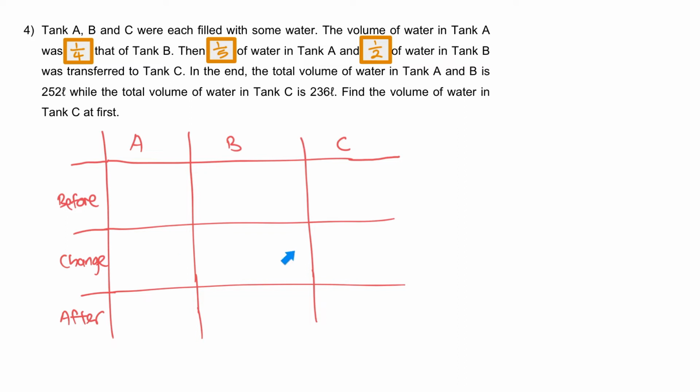Most of the time, I wouldn't need a change row to appear, because I'm only interested in the before value and the after value. But for this particular question, the change value is important. So I'm going to introduce this change row. Like I said at the beginning, for A, it's 1 unit, and for B, it's going to be 4 units. This is the ratio. After that, 1/5 of the water in A, which is 1 unit, to get 1/5, it will be 0.2 units, isn't it?